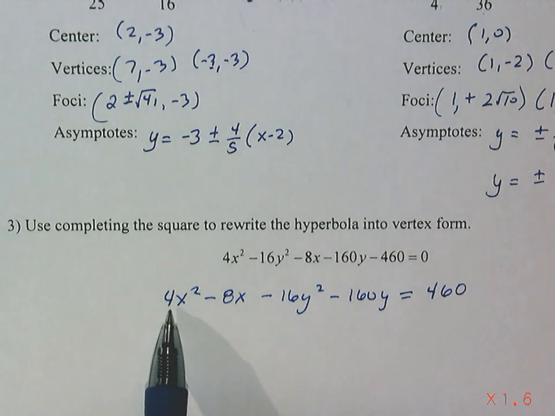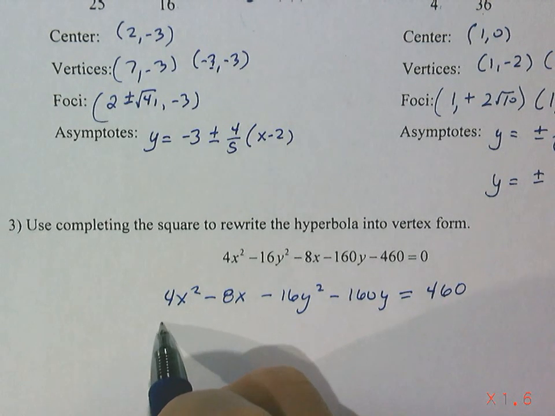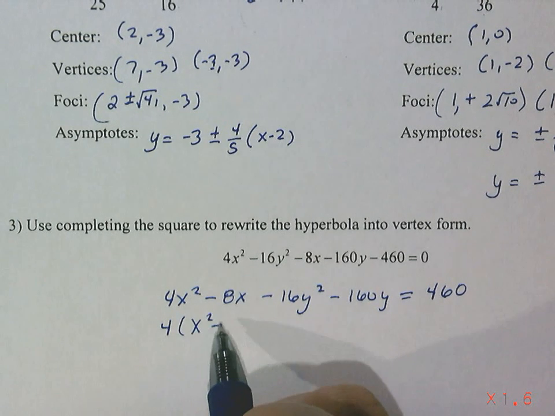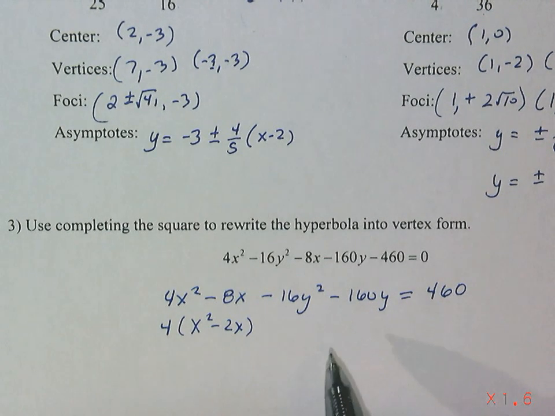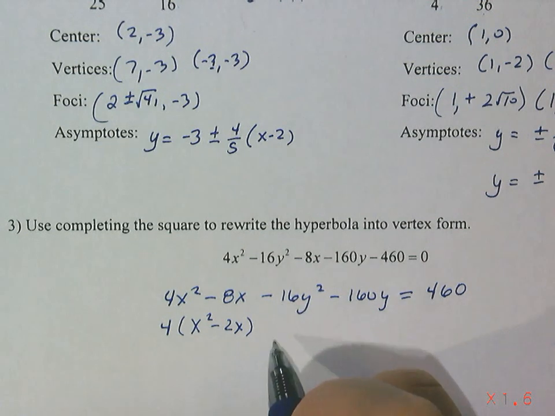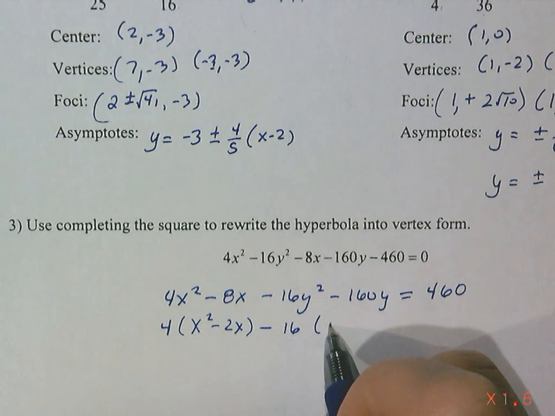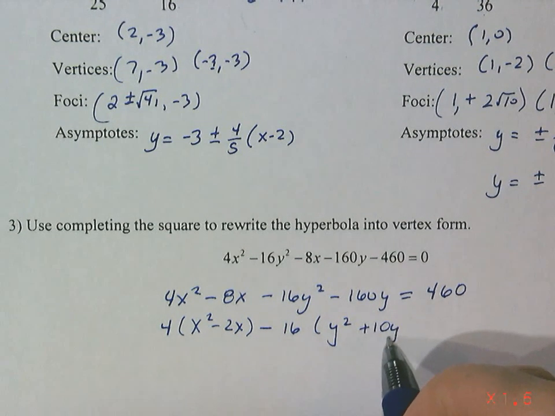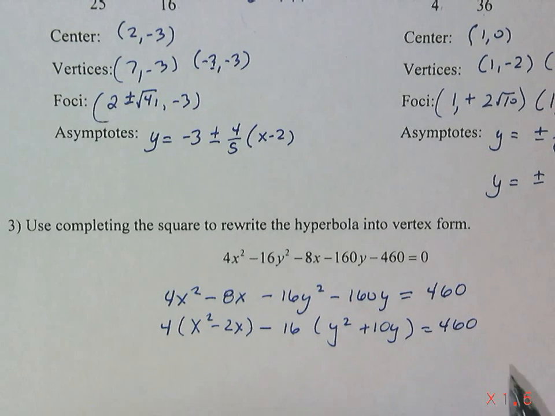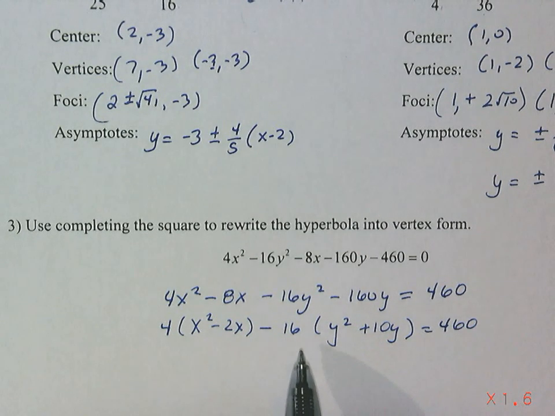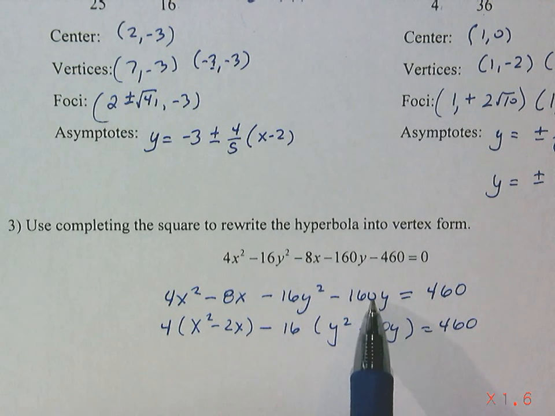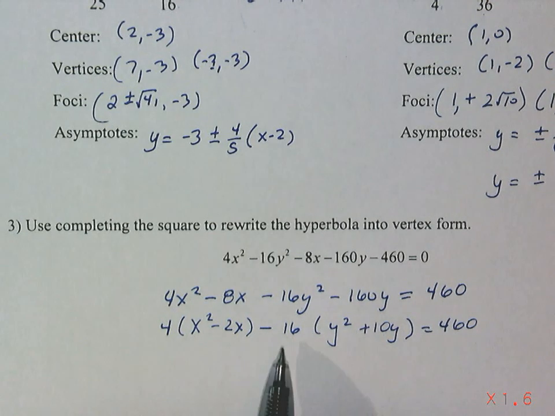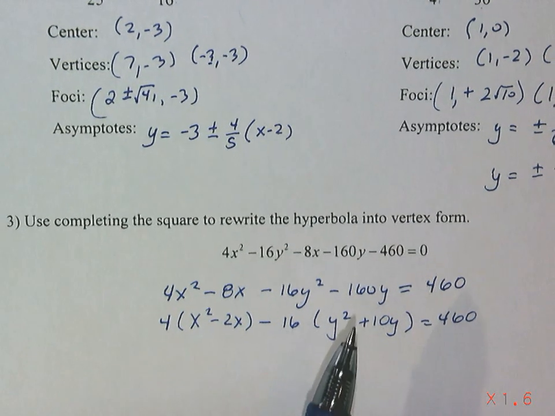I can factor out the 4. So I have 4 times x squared minus 2x. I can factor out a negative 16. So negative 16 times y squared plus 10y. And before you go on from here, this is where you should double check. Negative 16 times y squared is negative 16y squared. Negative 16 times a positive 10 is negative 160. If somebody makes mistakes, it's usually at this level.